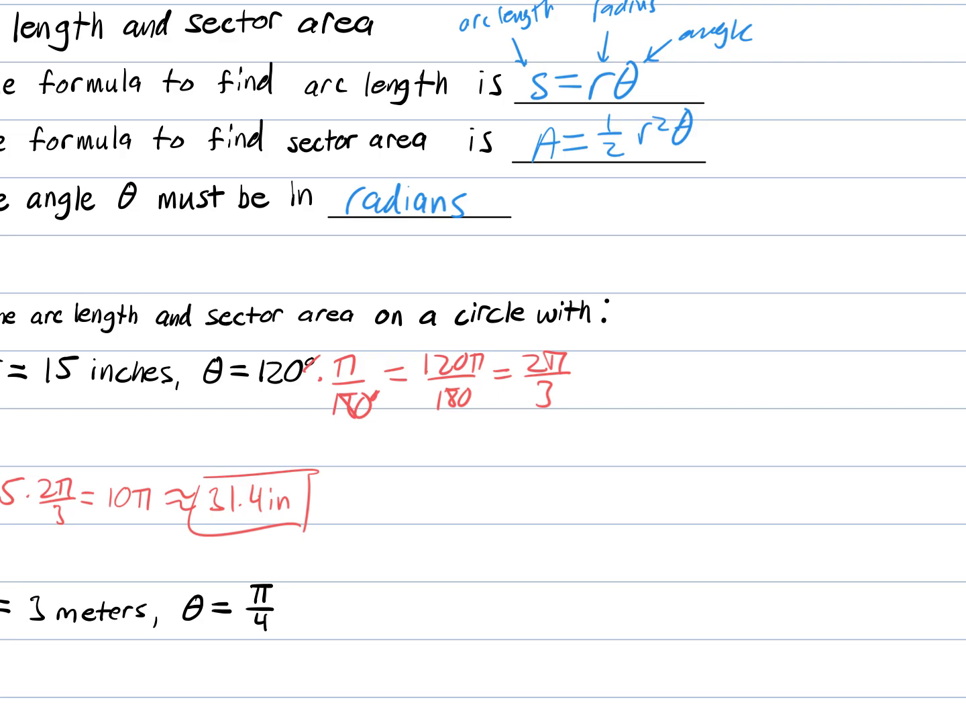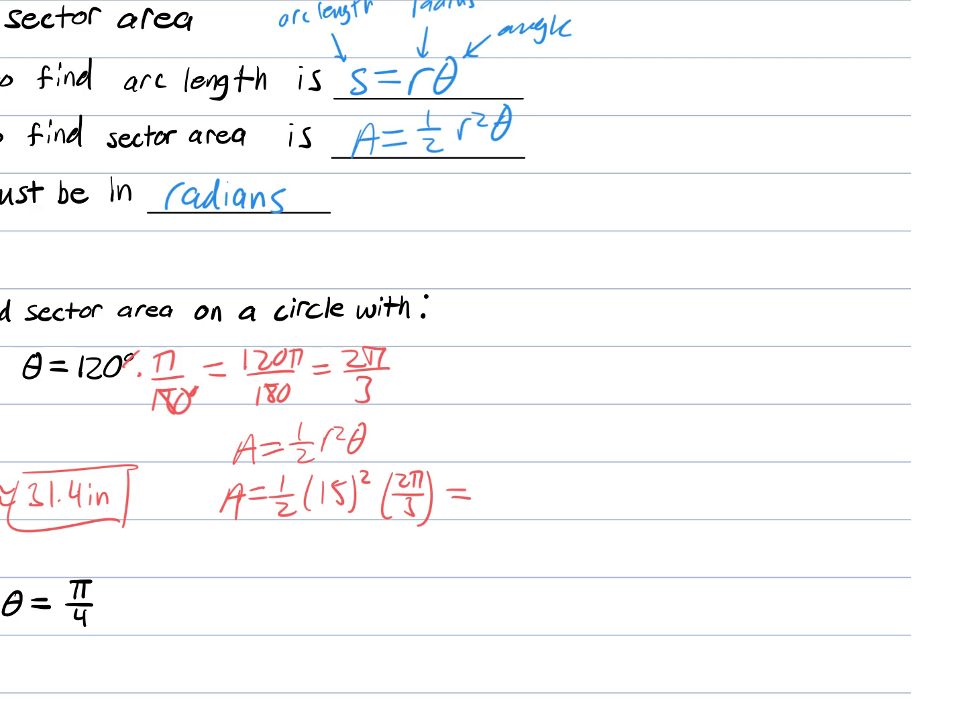Now to find the sector area, remember that's 1/2 r squared theta. So my area is going to be 1/2 times 15 squared times 2 pi over 3. You can simplify this if you want to, or you can plug it straight into your calculator. This is going to get you 75 pi, which is about 235.6 square inches.